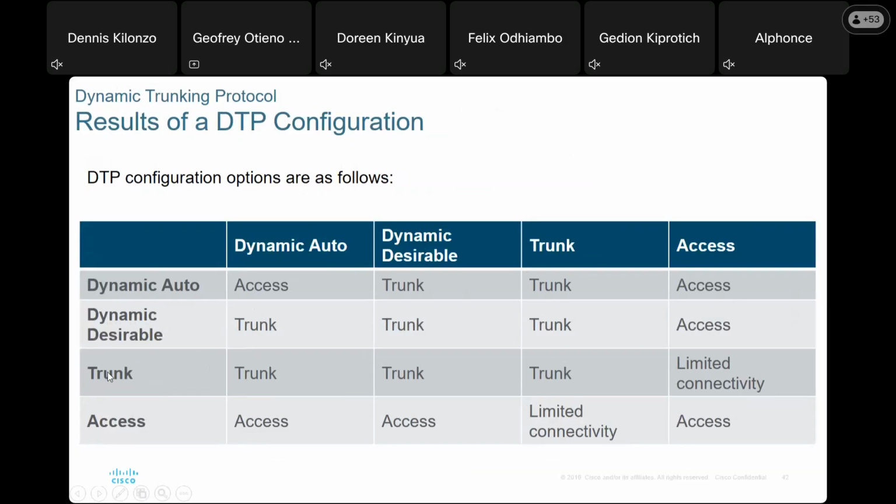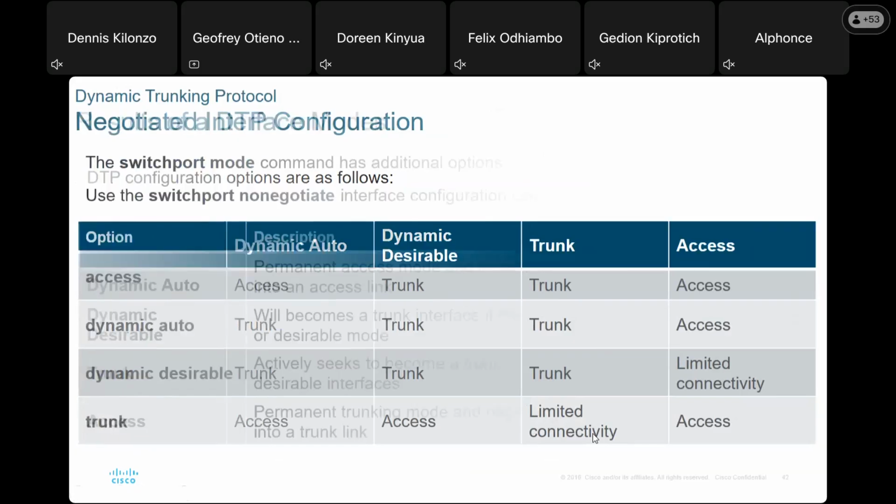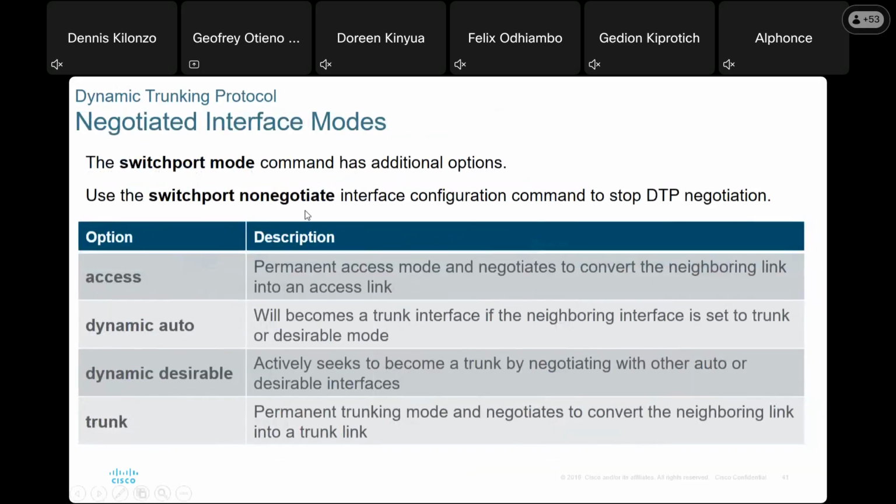When you have trunk with auto, trunk; trunk with desirable, trunk; trunk with access, limited connectivity. Access with auto, access; access with desirable, access; access with trunk, limited connectivity; access with access, access. So this table now summarizes all those stories that we were talking about in the previous slide. All these are now being summarized with this particular table.